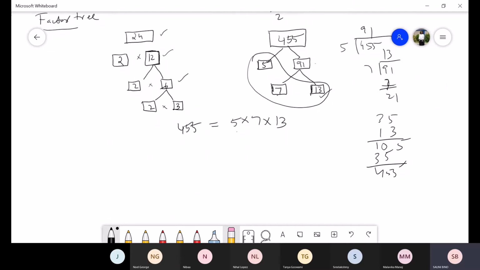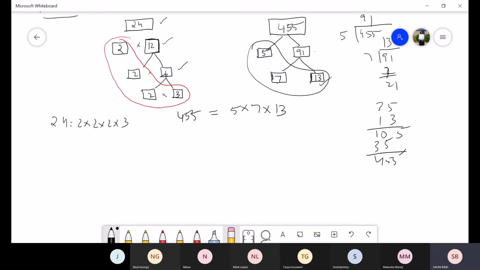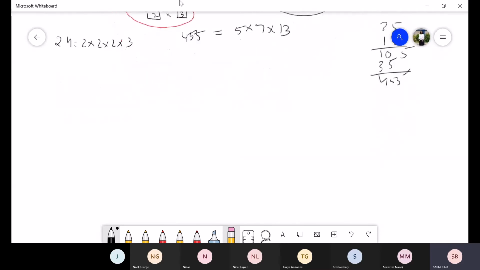Similarly here, look at 24. 24 is 2 into 2 into 2 into 3. When you multiply these numbers, you will get 24. So you can write 24 is equal to 2 into 2 into 2 into 3. So these are the factors of 24. Understood? I will give you one more number. 4095. Can you do it?